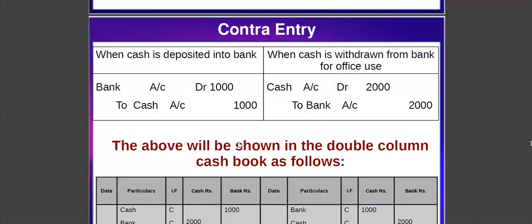Contra entry. When cash is deposited into bank, bank account debit to cash account. When cash is withdrawn from bank for office use, this office use is a very important point. Under this situation, for personal use we do not use cash; for example, we have to use drawings. So this office use, you have to notice very carefully. Cash account debit to bank account is just the opposite of deposit.